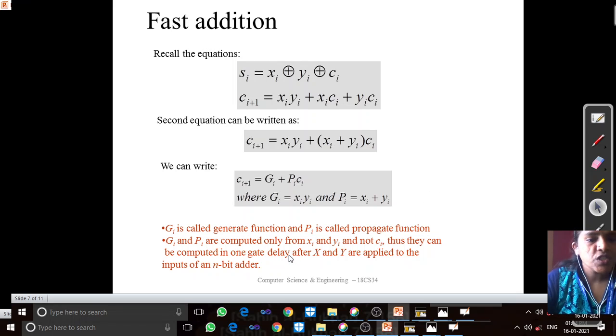Now what is Gi? Gi is called the generate function and Pi is called the propagate function. Gi and Pi are computed only from xi and yi. You can observe in the equations that they are independent of the carry. They are no longer dependent on the carry; intermediate carries are not there at all. Thus, they can be computed in one gate delay, because one gate is required for the product and one gate for the sum. Both can be obtained in one gate delay each.